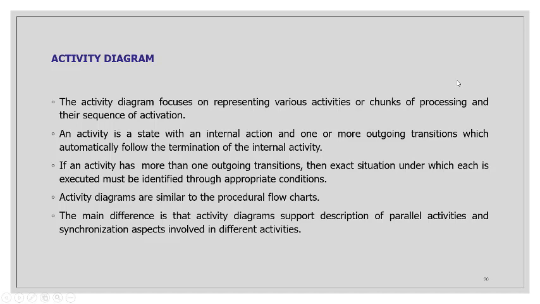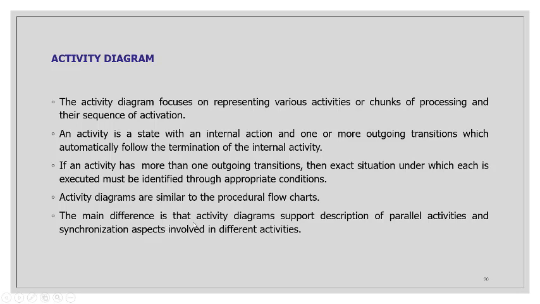but an activity is a state with an internal action and one or more outgoing transitions which automatically follow the termination of the internal activity. That means the activities up to their internal termination are shown in this activity diagram. If an activity has more than one outgoing transition, then the exact situation under which each is executed must be identified through appropriate conditions. So the activity diagram is similar to the procedural flowchart. Whatever flowcharts we have learned, the activity diagram looks like that.